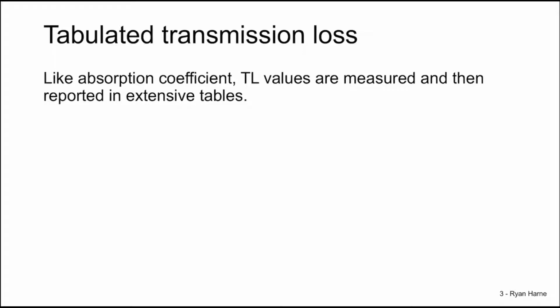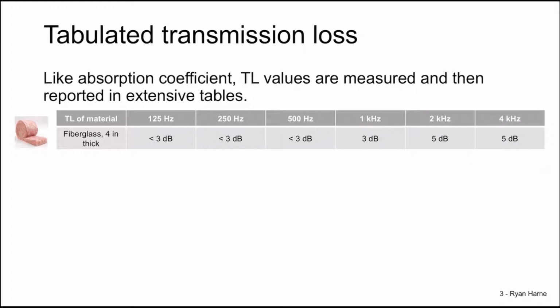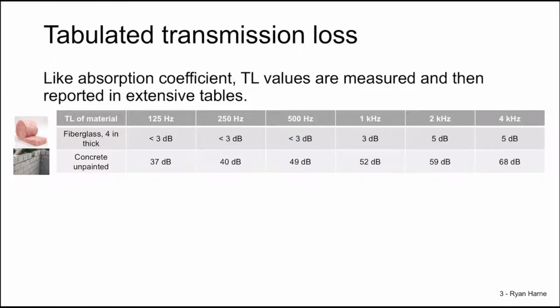Tabulated transmission loss values help us to understand the capability for any of these materials to be a barrier. So take, for instance, the transmission loss table that's reported here. This can be measured experimentally, as we've learned before. In octave bands, fiberglass has very low transmission loss, excepting at high frequencies where dissipation alone provides some minor TL value. Yet concrete that's unpainted leads to extremely high transmission loss values, especially at high frequencies.